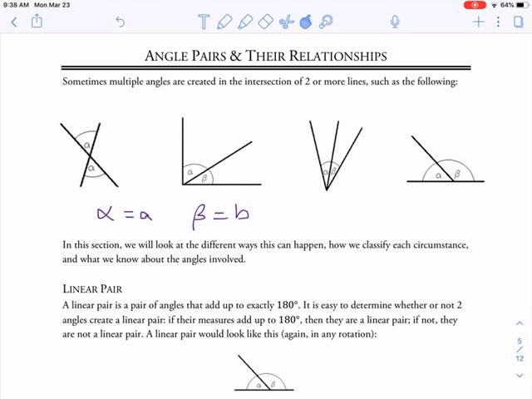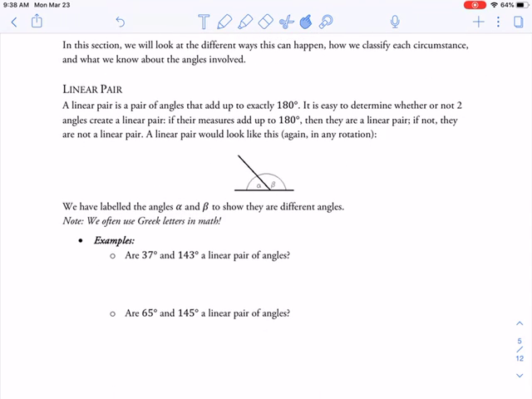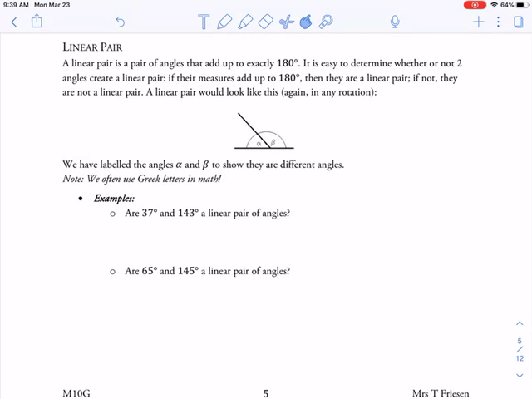All right, let's look at some specific types now. So the first type of pair that we will look at is a linear pair. Those of you who were in class last week will remember me going over this with you, but I am going to do the entire lesson today, so there is some new stuff for those of you who were here last week.